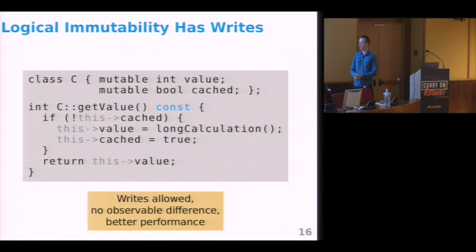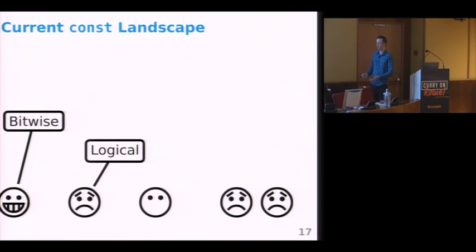So in the definition of getValue, I add two fields, a field that tells me if my cache is valid and space for the actual cache value. If it's not in the cache, all it does is write the value to the cache, indicate that the cache is valid, and then just returns the cache value. So in this case, writes are happening, but there's no observable difference from the point of view of the caller, except that there's better performance.